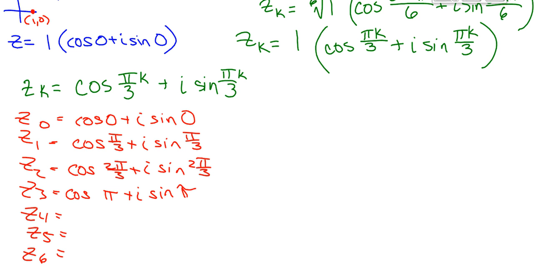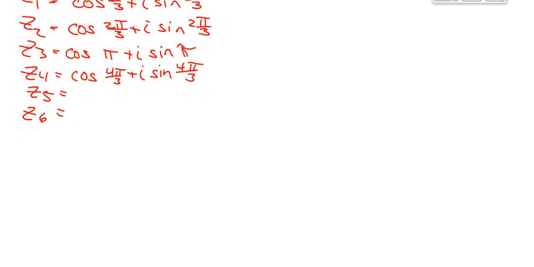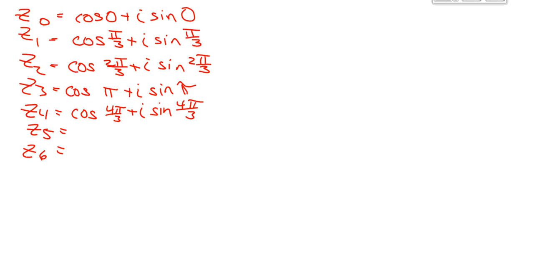And when I put in 4, it's going to be cosine 4 pi over 3 plus I sine 4 pi over 3. When I put in 5, and I'll just slide this down a bit for myself, it'll be cosine 5 pi over 3 plus I sine 5 pi over 3. And then the last one is cosine of what? 2 pi, right? Because it'll be 6 pi over 3.